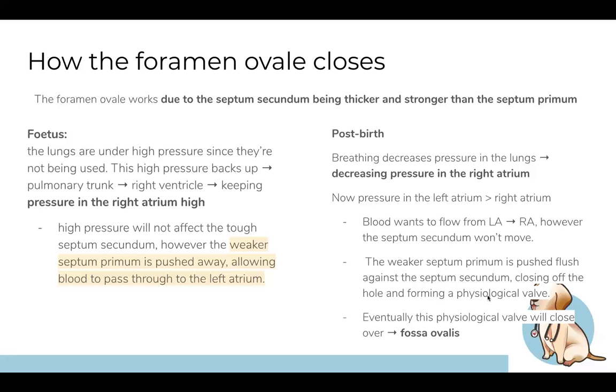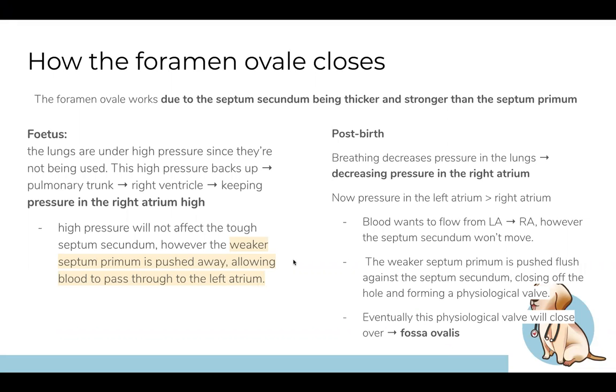They call it a physiological valve, because a valve can let things through or not let them through. So now it's just a physiological valve, but nothing can get through it. Eventually this will close over and be called the fossa ovalis. So it's still oval shaped, but it's no longer a hole. It's just like a dip. Does that make sense?